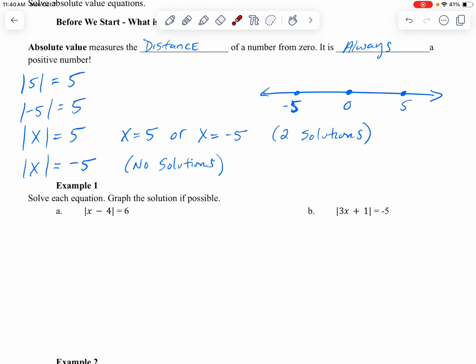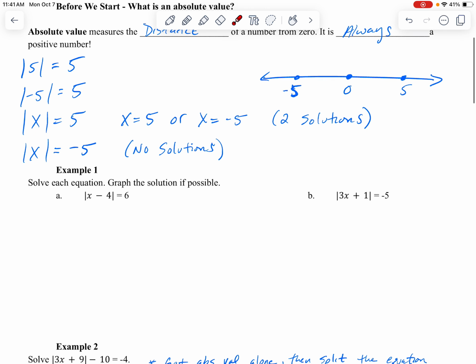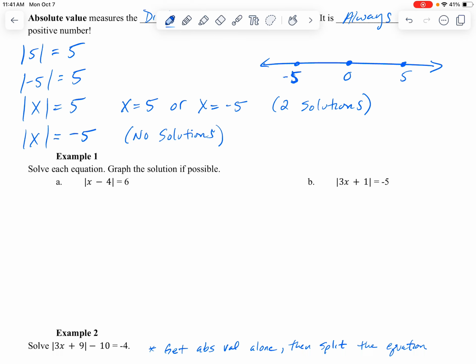So let's look at a couple examples. Knowing that I've got this variable inside here, so something minus 4, I take the absolute value of that and it equals 6. So there's more than one value of x that could make this true. And to find those values, we actually need to split this up into two different equations. Whenever we have the variable in here, we're going to split this into two separate equations. And here's how those equations look.